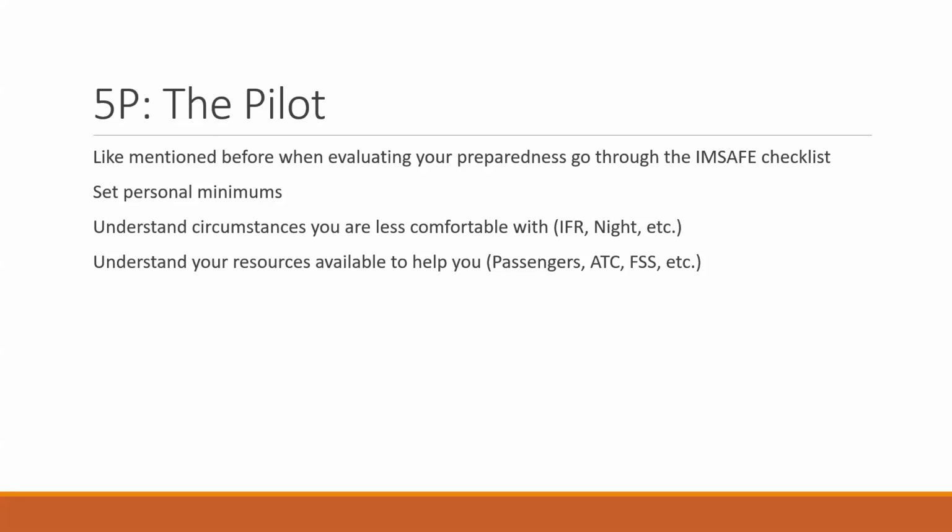Maybe this also includes making sure that you have all of your available resources and you know what they are. So passengers are a good resource for certain things, not all things. ATC, great resource for traffic information, weather information, flight service station, in case you need weather, flight plans, all that stuff. So making sure you know what's available to you and how to use it effectively.